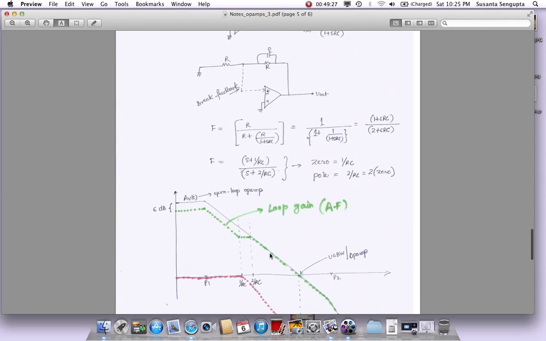So these are some of the examples. Hopefully it gives you a little more idea that the op-amp by itself is not enough. The op-amp is always put in a feedback system. You have to analyze the whole feedback system.